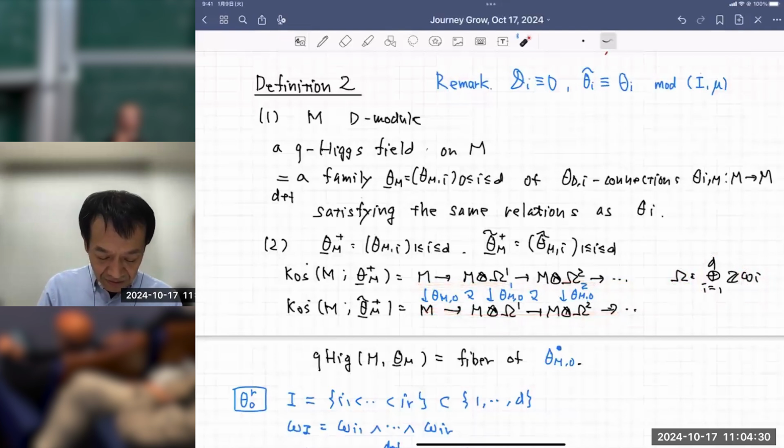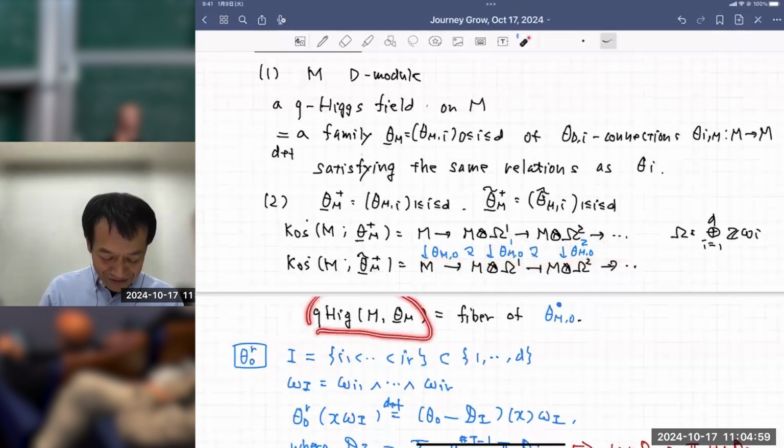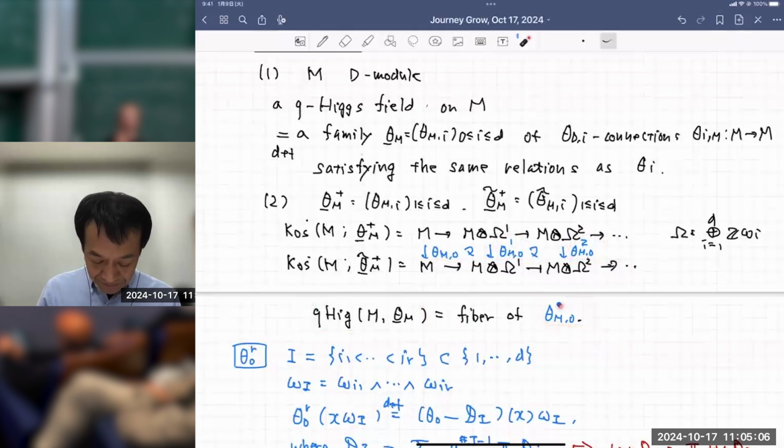And using this theta 0, we can define a map of complexes like this. And the first one is the given theta m0, but by the non-commutativity, we have to twist theta 0, and it's complicated, but I will try to give the explicit formula for this one, how this looks like in here. And then after defining this morphism of complexes, I define this q-Higgs complex as the mapping fiber of this map, theta m0 dot.